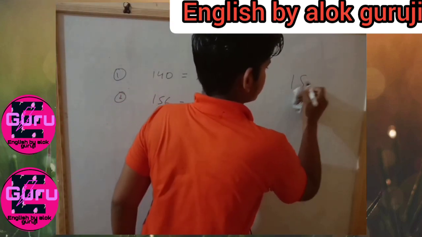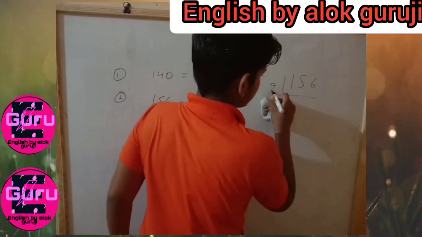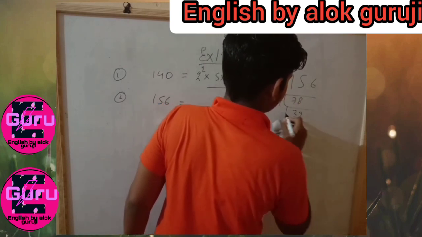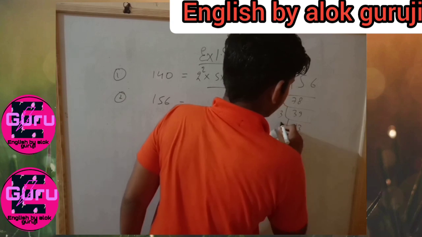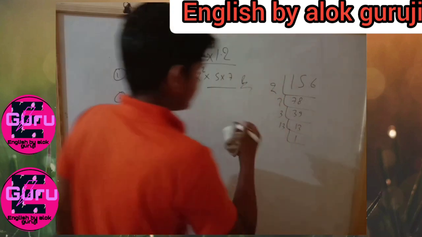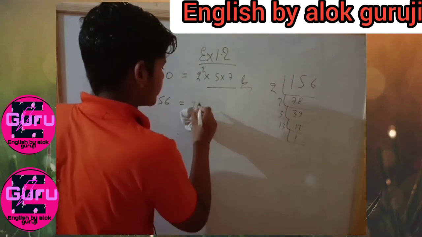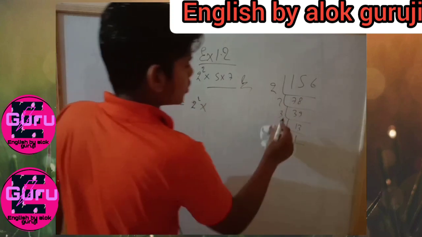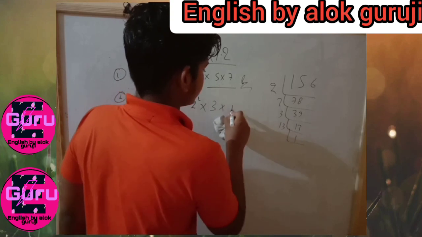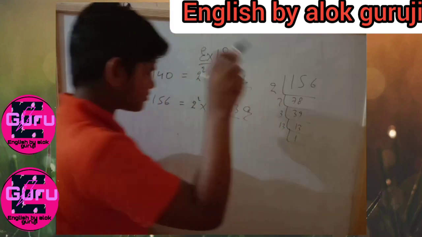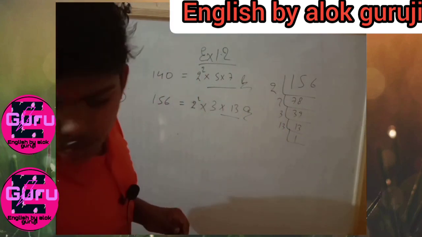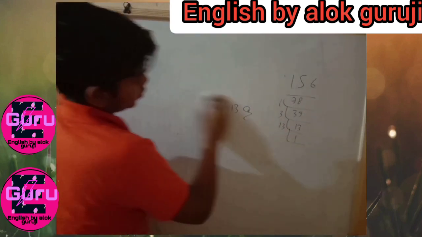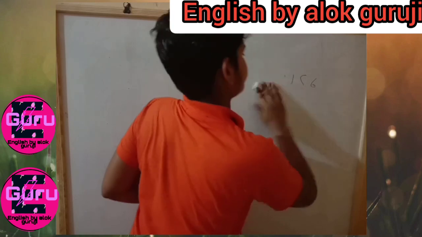156. Now one more time we should write here. Calculate it. 78, 2, 39, 3, 13 and 13, 1. And 2 raised to 2 into 3 into 13 is our required answer. Now I think you can solve all 3 questions and comment it in our comment box.